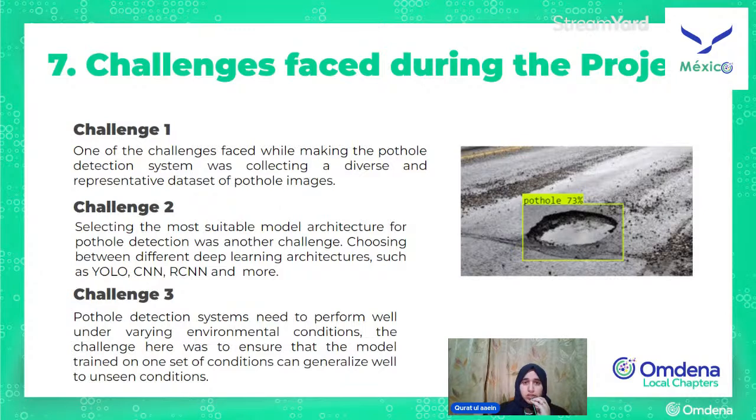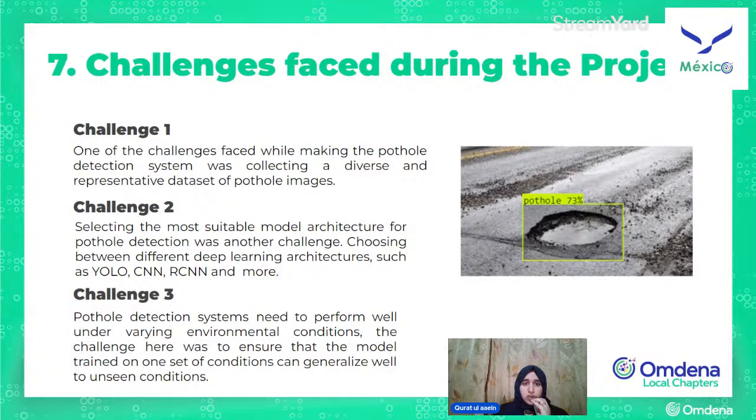So, if we talk about the first challenge, collecting a diverse and representative data set of pothole images is crucial for training an effective pothole detection system. There is a very important importance of dataset diversity. That is, different lighting conditions, road surfaces, pothole sizes, and perspectives affect pothole appearances. So, what were our methods to tackle this challenge? We used manual collection. That is, we physically captured images under various conditions. Also, we used various crowdsourcing platforms to collect images from a wide range of contributors.